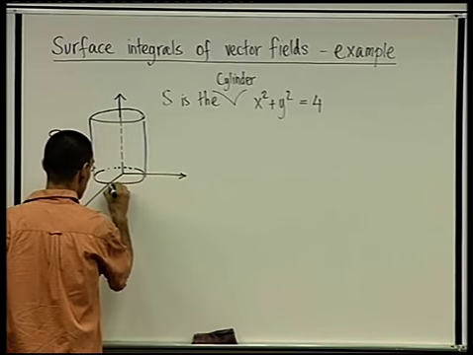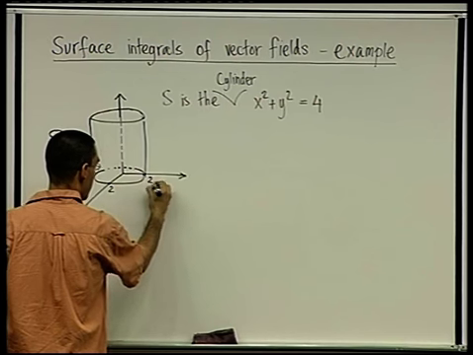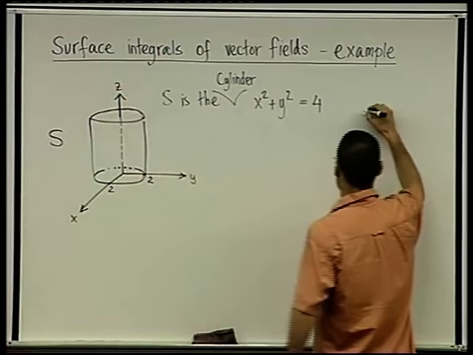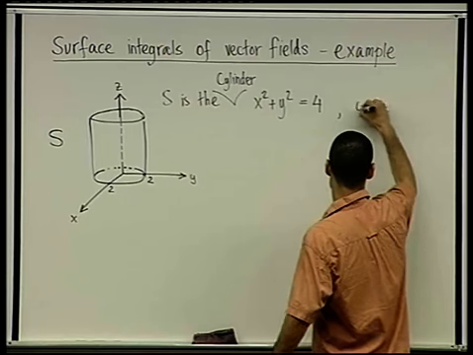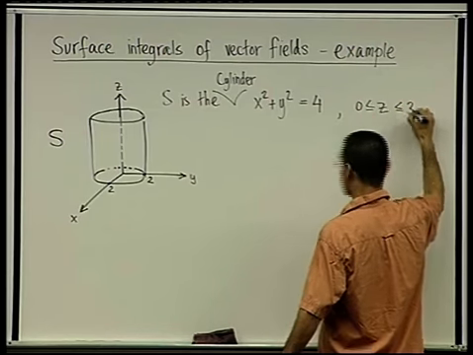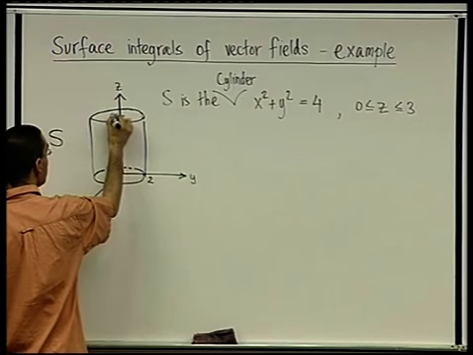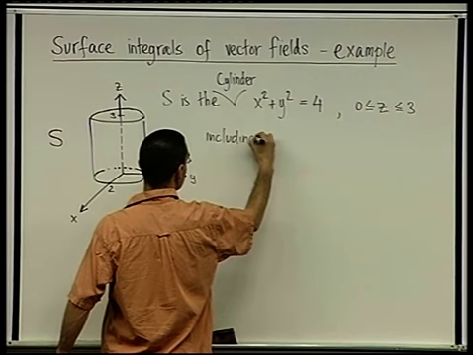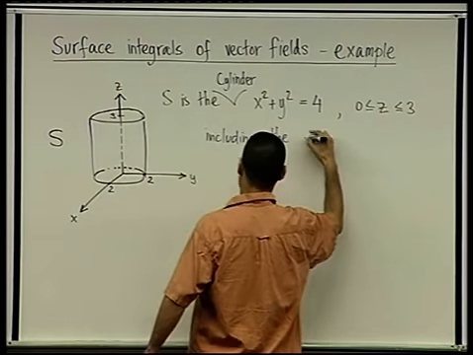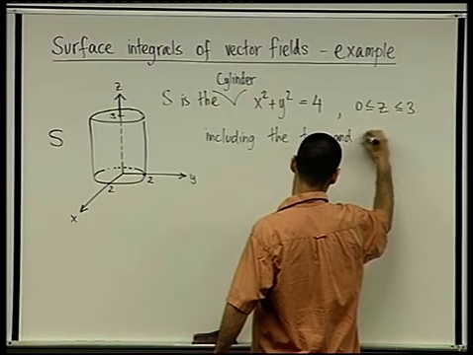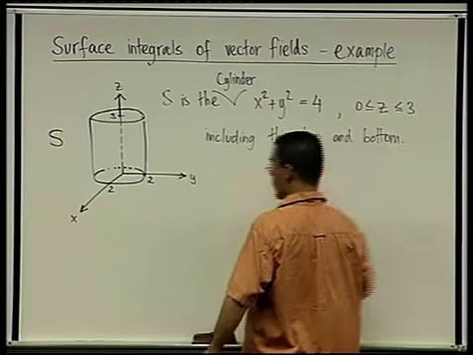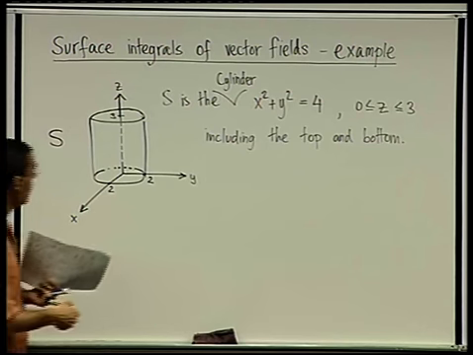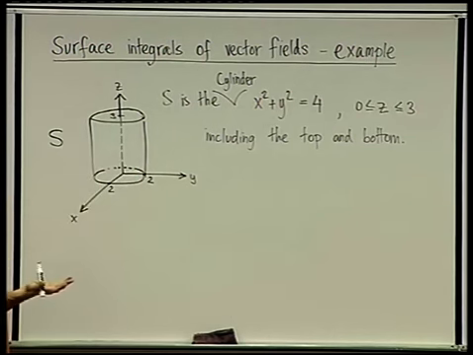Okay, so this is going to be 2, and this is going to be 2 on the y-axis, where z's are between 0 and 3. So this is going to be 3 on the z-axis, including the top and bottom. Okay, including the two caps. And what we want to calculate, so this is S. Is it clear what S is?